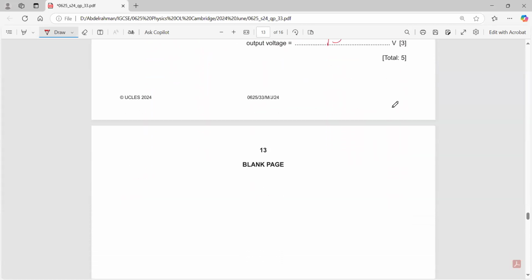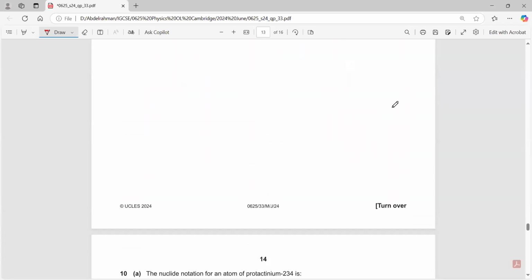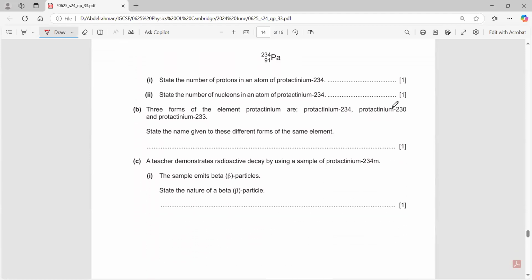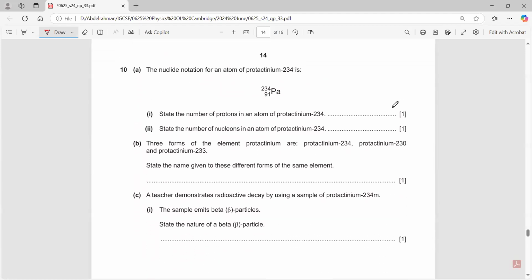We can ignore the point 3. Question 10. We have protactinium, Pa 234 91. State the number of protons. 91. State the number of nucleons. 234. Yes, thank you. Nucleons is the mass number.